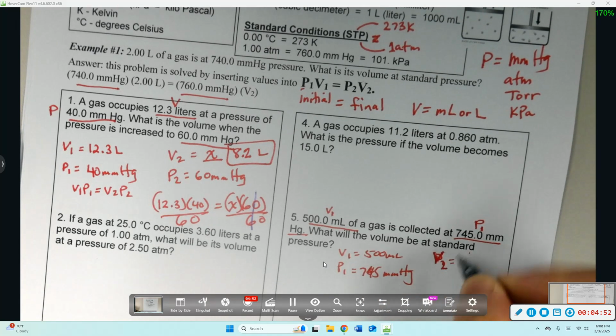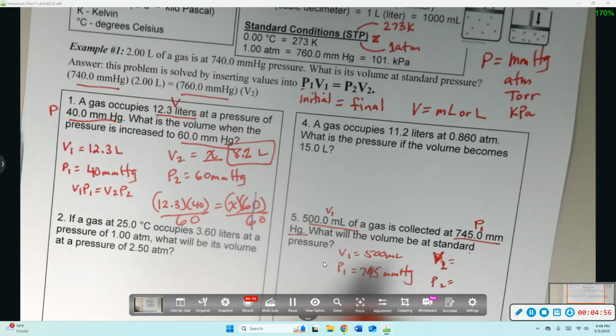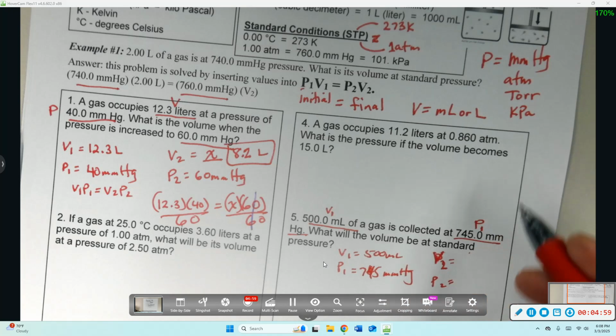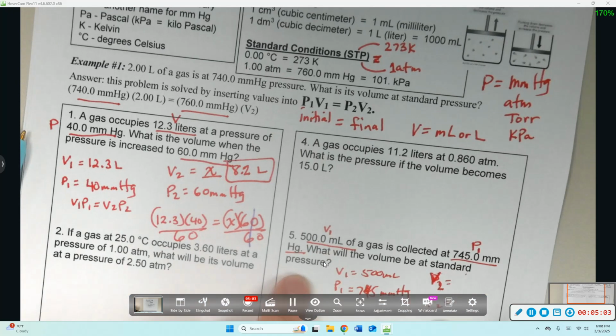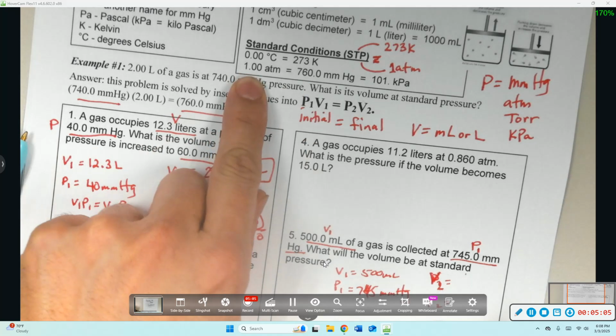V2, P2. What will the volume be at standard pressure? Oh, we know P2 is standard, it says standard pressure here, right? The word standard pressure is already a number. It's actually a number. It's 1 atm.